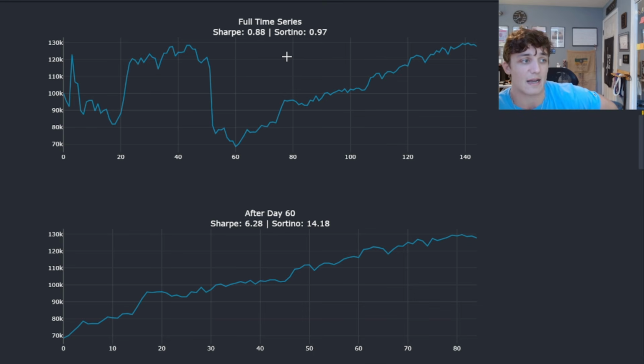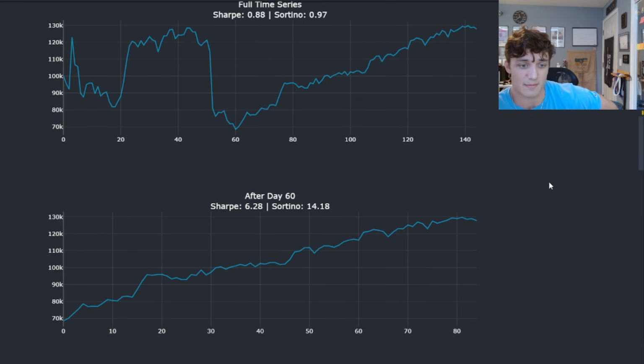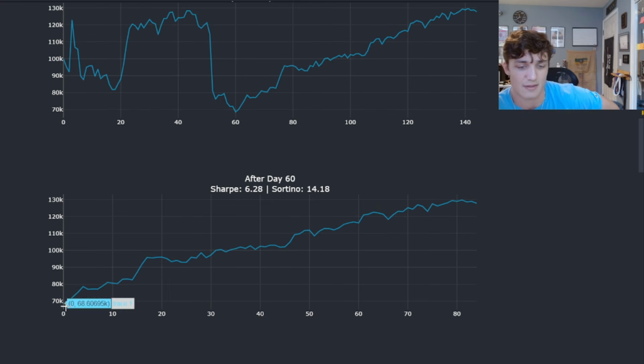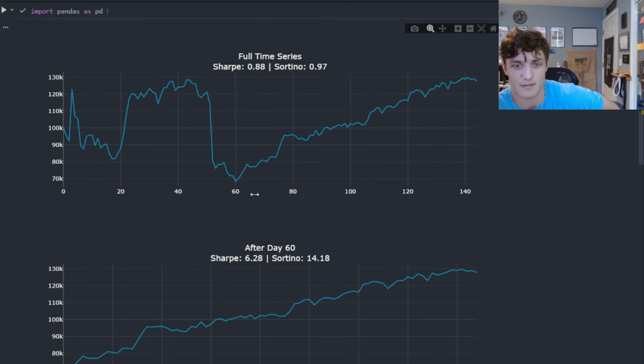If I was a different kind of guy, I would just show you this. I'd be like, hey, this was my portfolio. I started at 70,000 and it climbed to 130,000. And my Sharpe is 6.28. My Sortino is 14.8. This is if I only showed you my trading activity from 60 to 140.